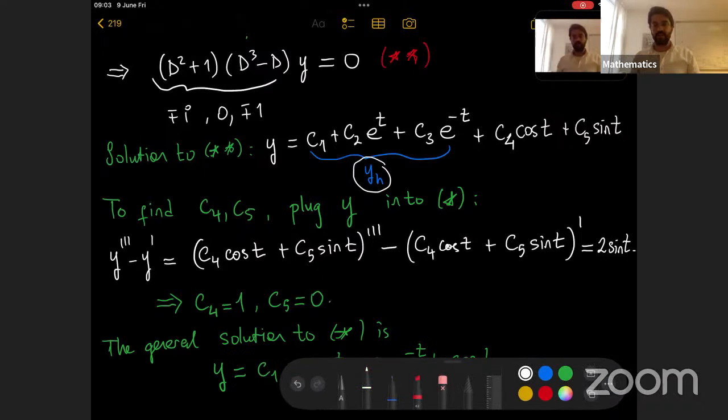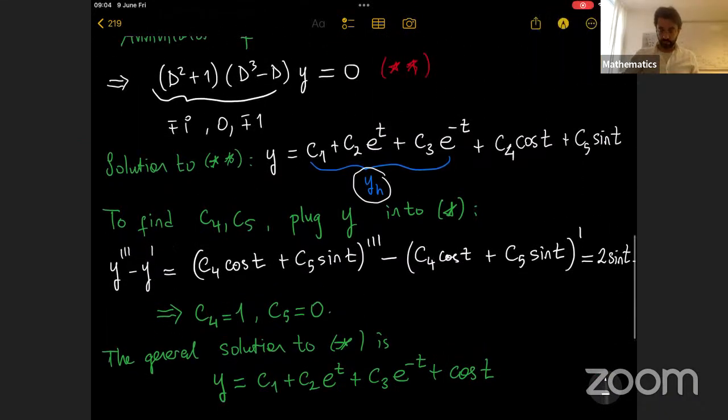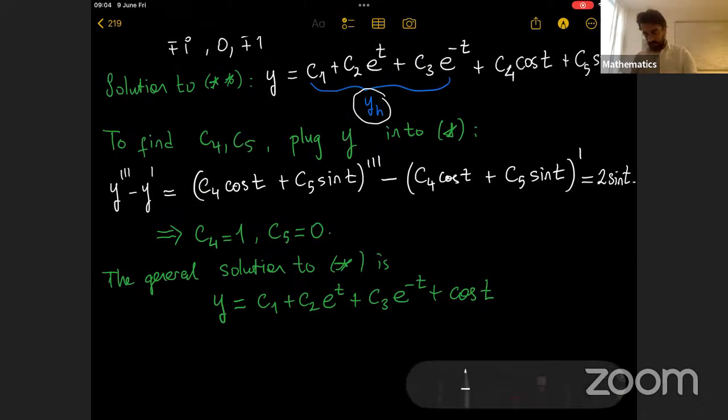Well, both methods have advantages and disadvantages. If you can guess the particular solution easily, you use undetermined coefficients by guessing. If it's not easy to guess, you can try the annihilator. But sometimes it's hard to find an annihilator, or it's impossible to find one, and you try to guess the solution, okay? Here we could do both. Question, comment? Nice. Okay, let's do another example.